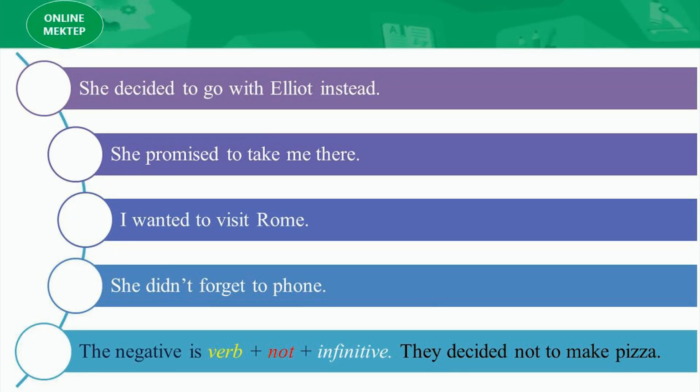She decided to go with Elliot instead. So we have the verb decided and we use the infinitive to go. She promised to take me there. I wanted to visit Rome. She didn't forget to phone. So the negative is verb plus not plus infinitive. For example, they decided not to make pizza.